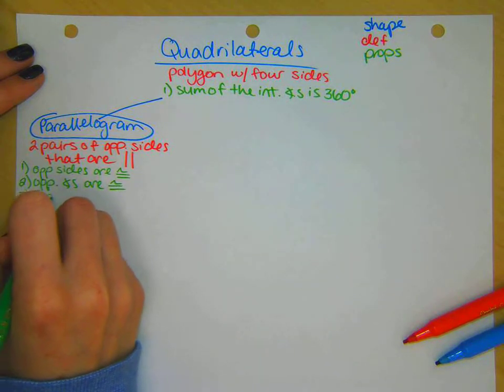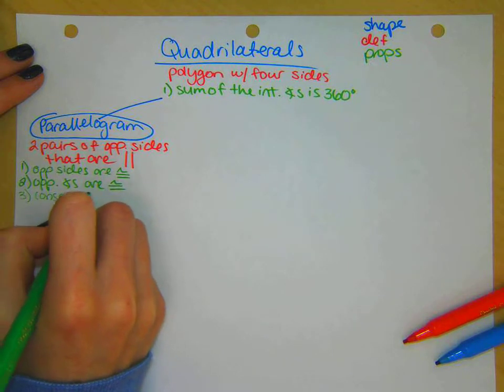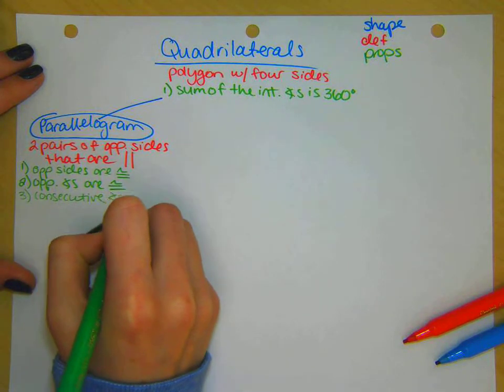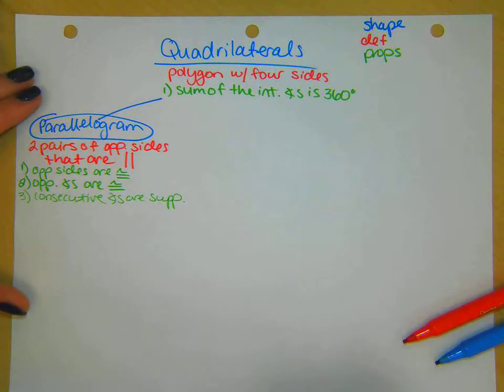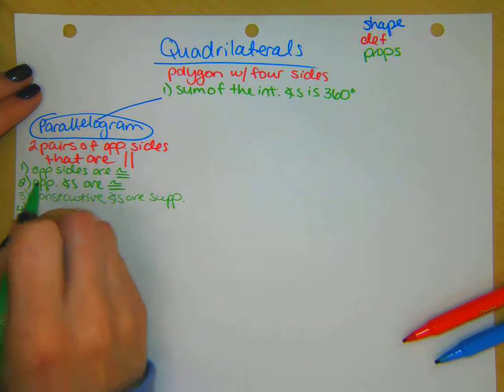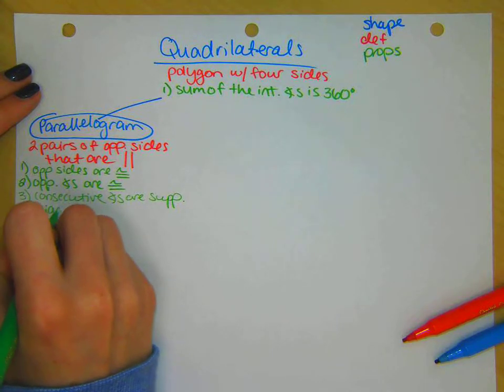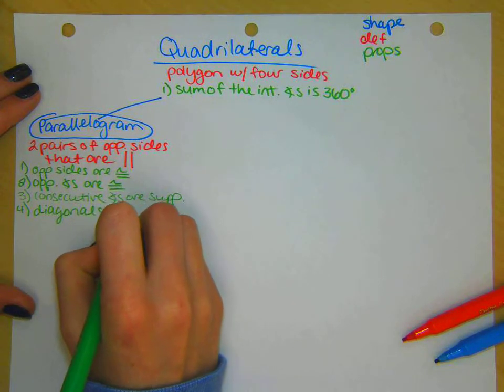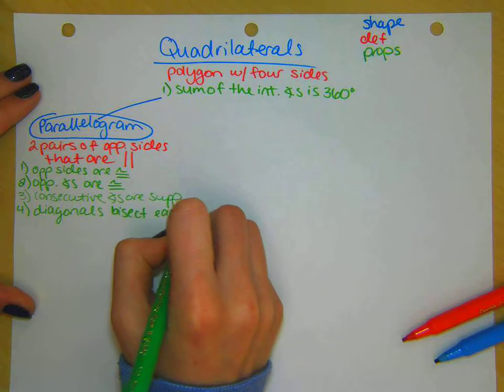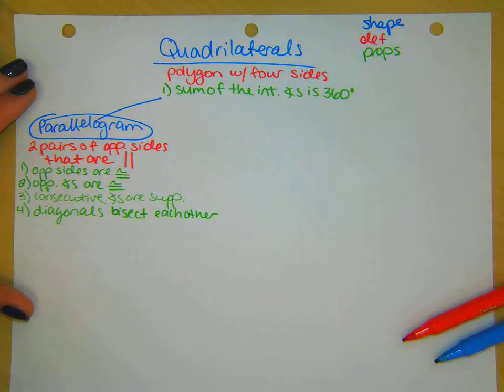We know that the consecutive angles are supplementary. And the last one is that the diagonals bisect each other. So those are our 4 properties for a parallelogram.